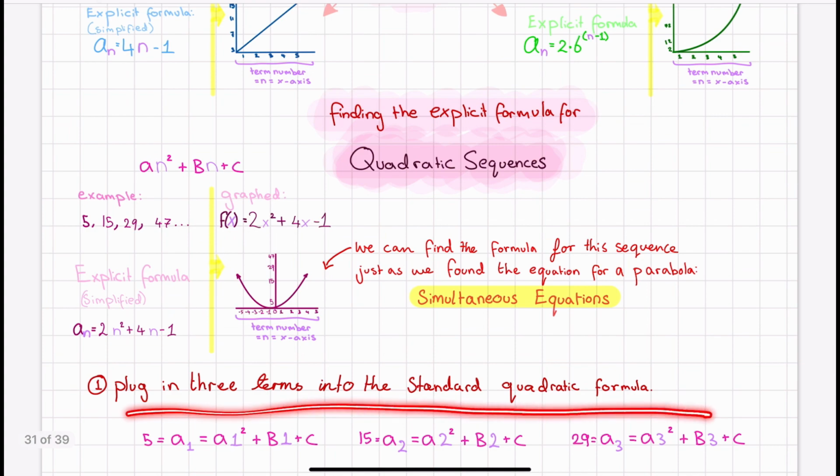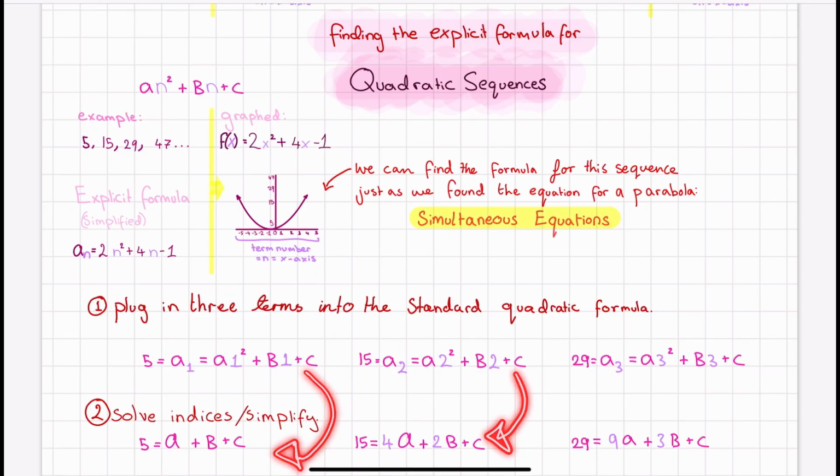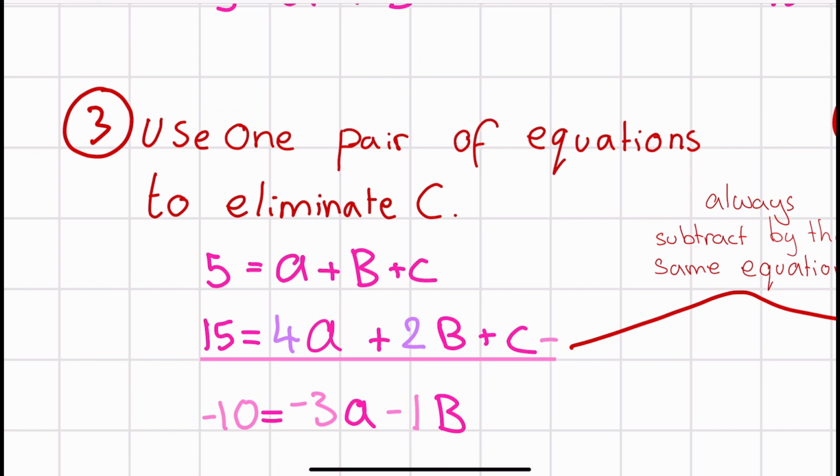So let's begin by forming three equations in standard form using three terms in our sequence. Now let's simplify them by solving the indices. Okay, so now from these three initial equations, I'm going to pick a pair, and I'm going to subtract them in a way that I can eliminate c, so one of our variables can be eliminated.